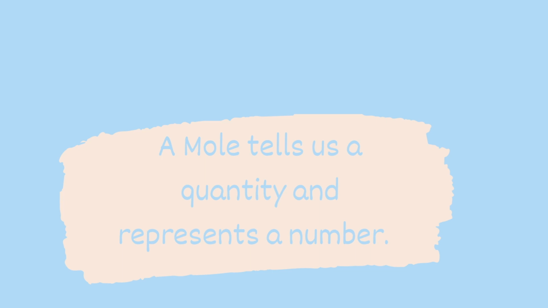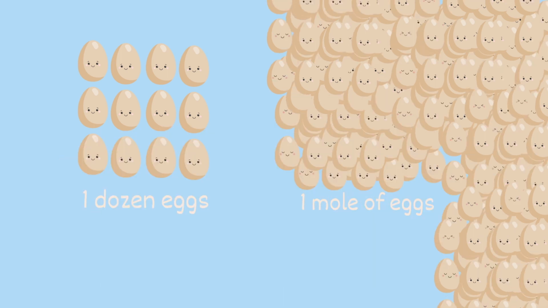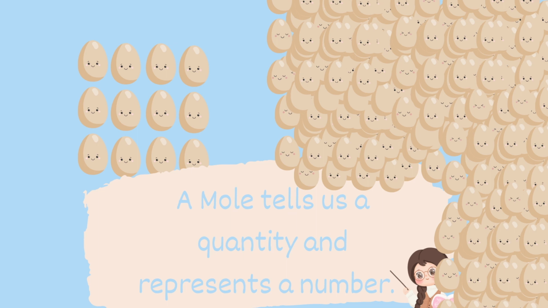Okay, so we know 1 mole tells us a quantity and represents a number. Think of it like this. 1 dozen eggs is much like 1 mole of eggs. 1 dozen represents the number 12, and 1 mole represents the number 6.022 times 10 to the 23rd. So we can say we have 1 dozen eggs, and we can also say we have 1 mole of eggs. Remember, a mole tells us the quantity and represents a number.